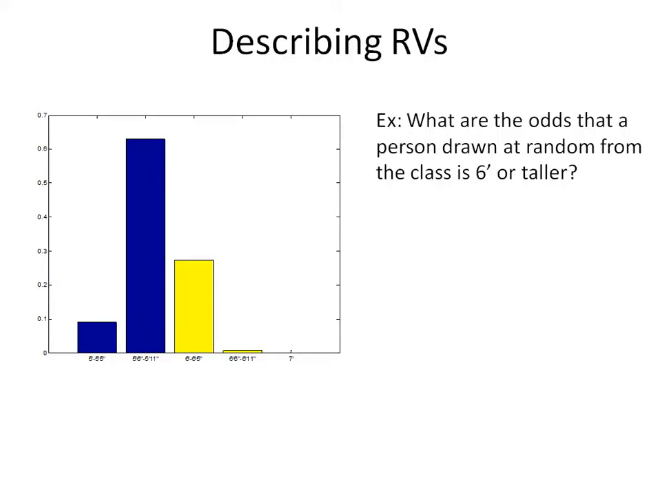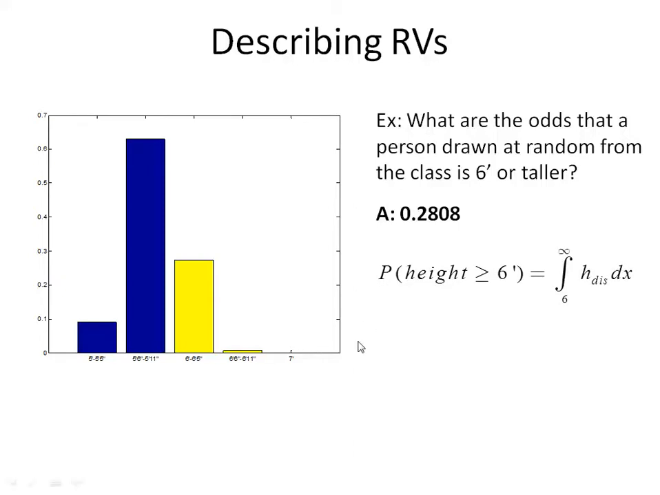And so basically, to find the odds, you just sum up the probabilities of each one of these. So for 6 feet to 6'5", it's about 0.27 is the y-axis value, and for here it's about 0.01. So it adds up to 0.2808. So what that means is you have a 28% chance, roughly, that a person drawn at random from the class is 6 feet or taller.